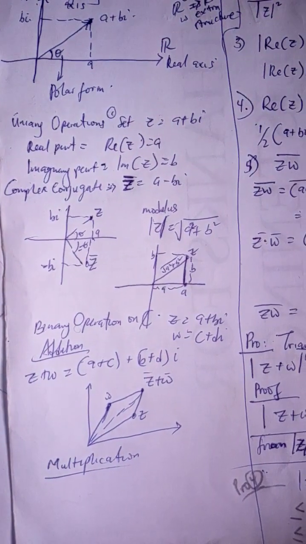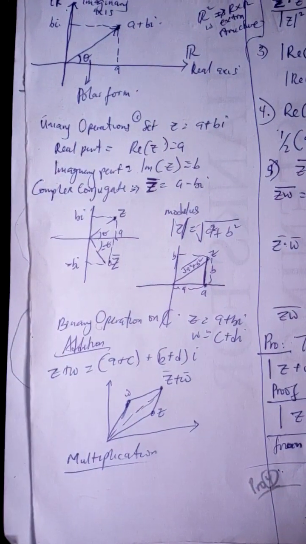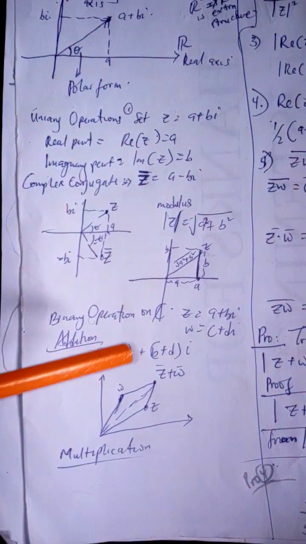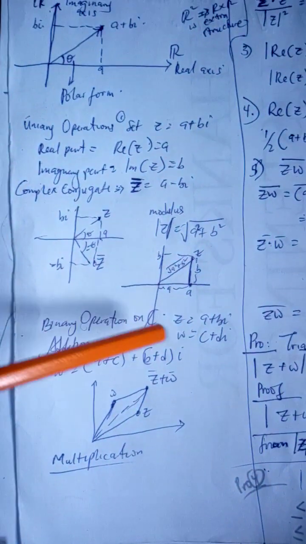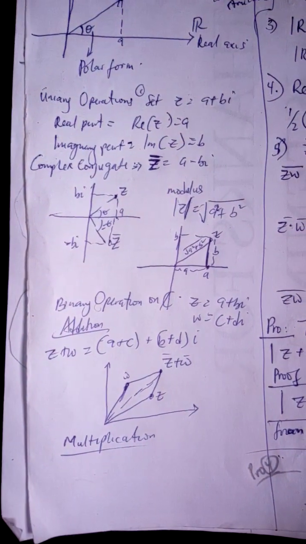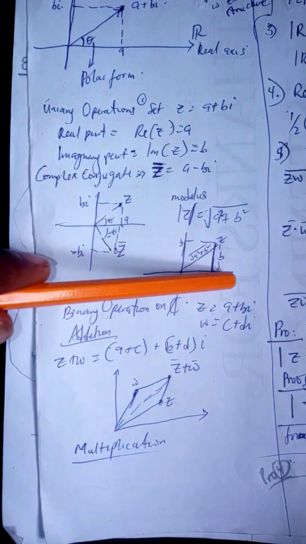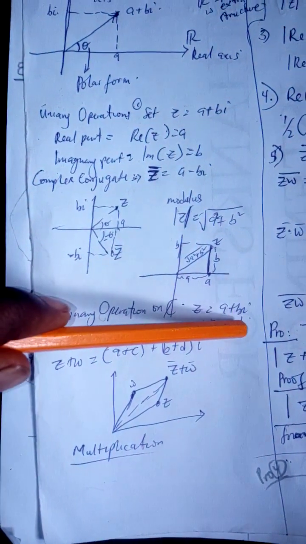We've talked about unary operations. Now let's look at binary operations on complex numbers. Do you get it now? Let's say you have z, which is a plus bi, and w, which is c plus di, and you want to add them together. You know that you add the real parts together and you add the imaginary parts together. Do you get it now?